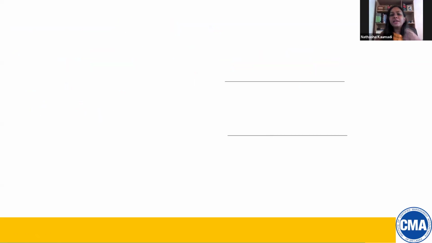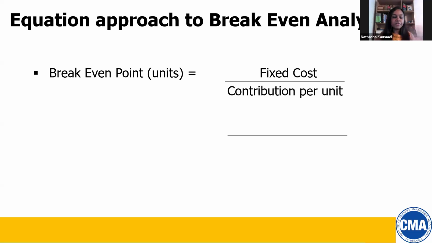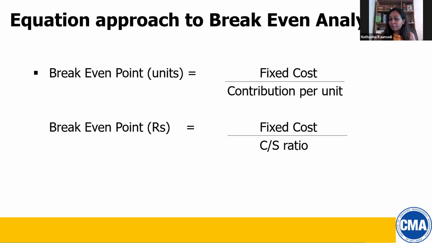Now, how can we calculate this break-even point? We know that we can graphically identify the point. How can we calculate the break-even point? Now, there are two formulas we can use: break-even point in units and break-even point in rupees. Break-even point in units means what?